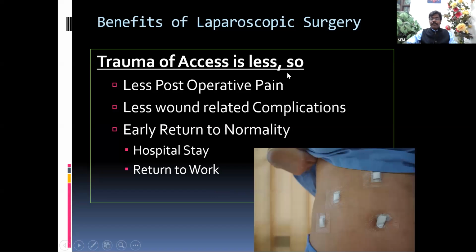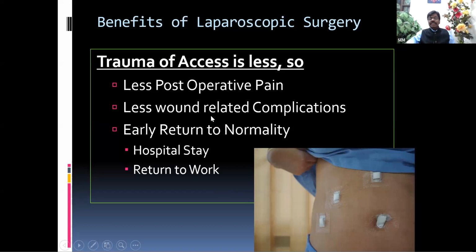So very little pain because there are small wounds. Pain is less, and wound related complications like wound infection are less. Wound infection is very common, especially when you have a long incision. In the era of laparoscopy, wound infection is minimized, and incisional hernias are also less. All wound related complications are less.